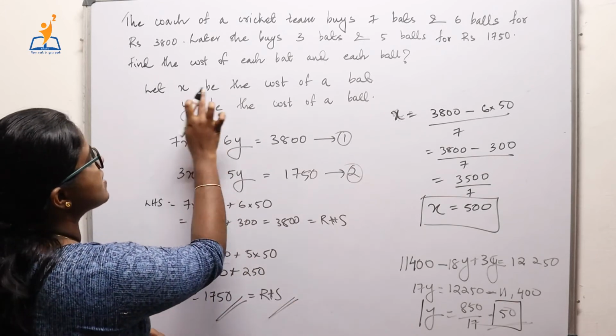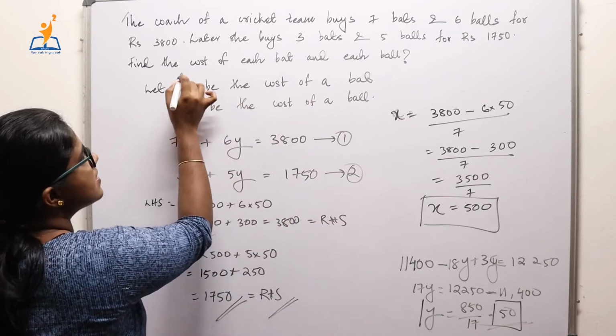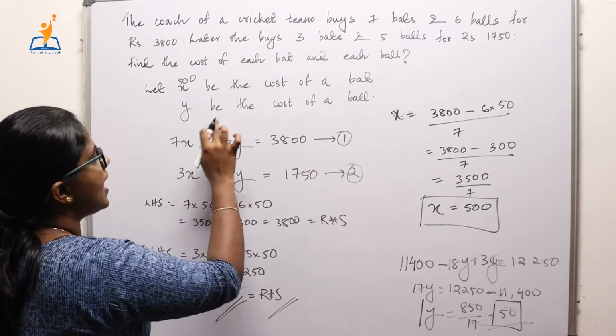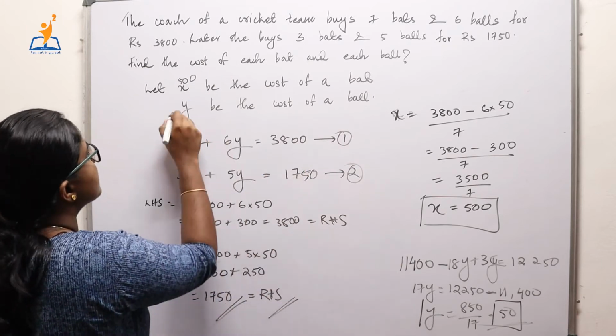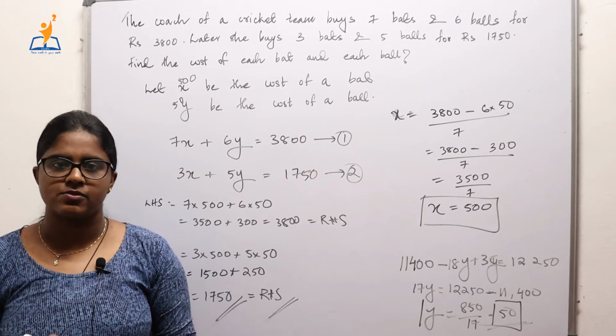That is, x was the cost of a bat. So the cost of a bat is 500 rupees and the cost of a ball is 50 rupees. So that's the answer. We can move on to the next question.